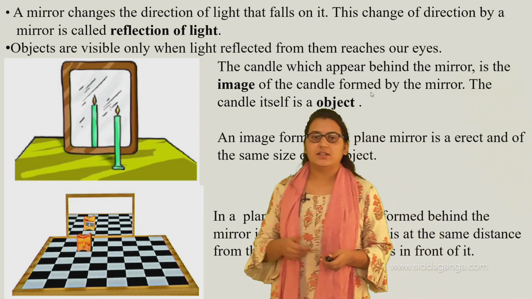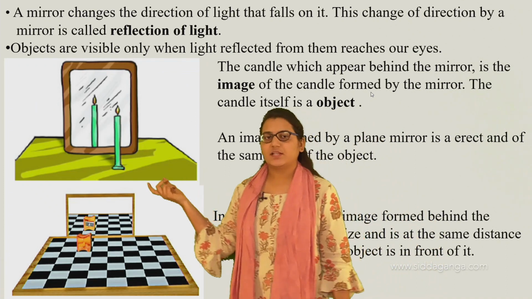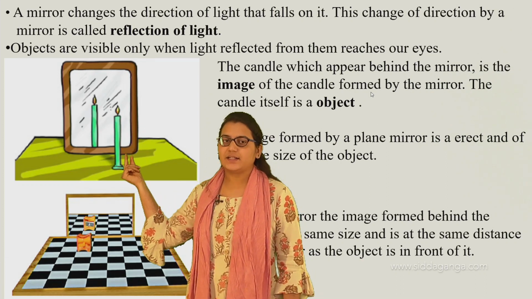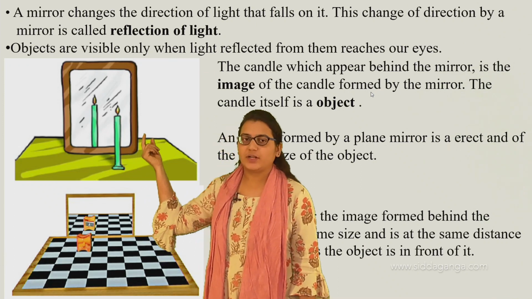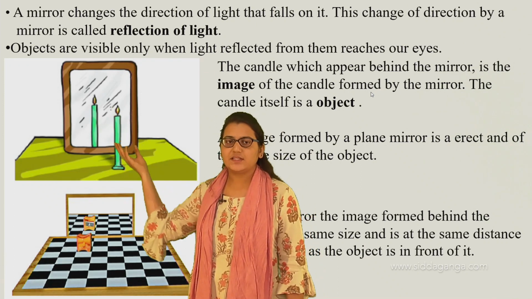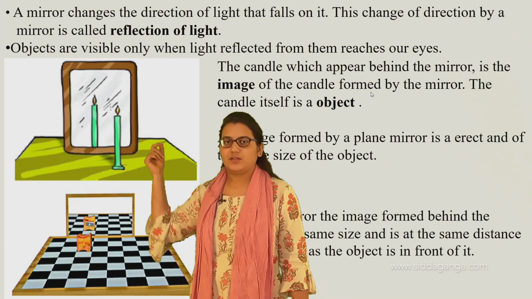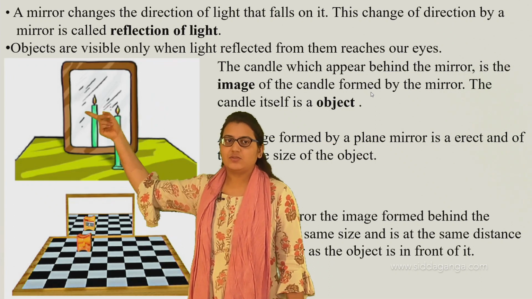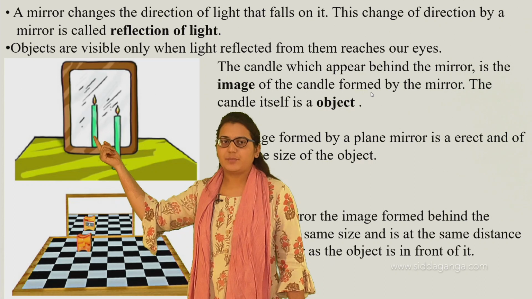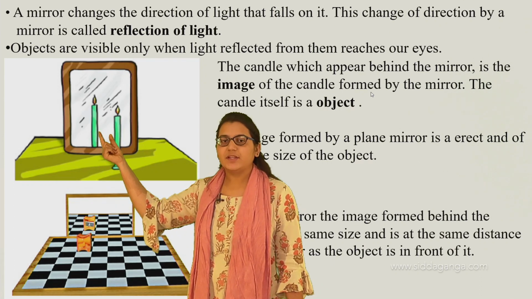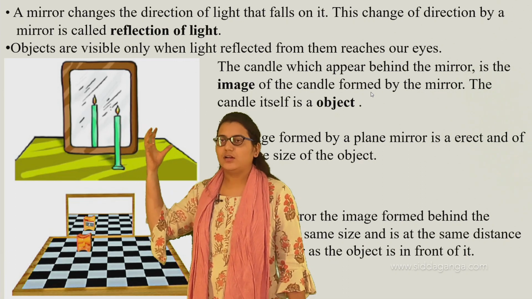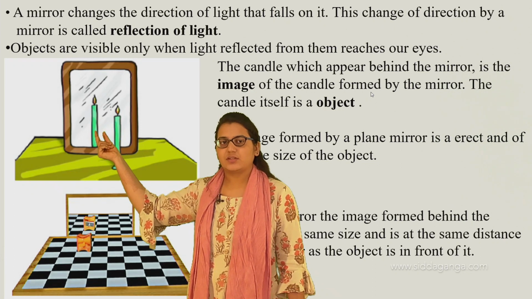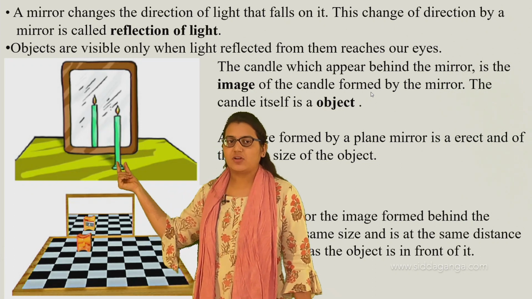Here is another example. See, we have placed a candle in front of a plane mirror. Now a clear image of this candle can be obtained in this mirror. We can clearly see the image of this candle in this mirror. The candle which appears behind the mirror is the image of the candle. Whatever object we find behind this mirror is called the image, and the candle itself is called the object.